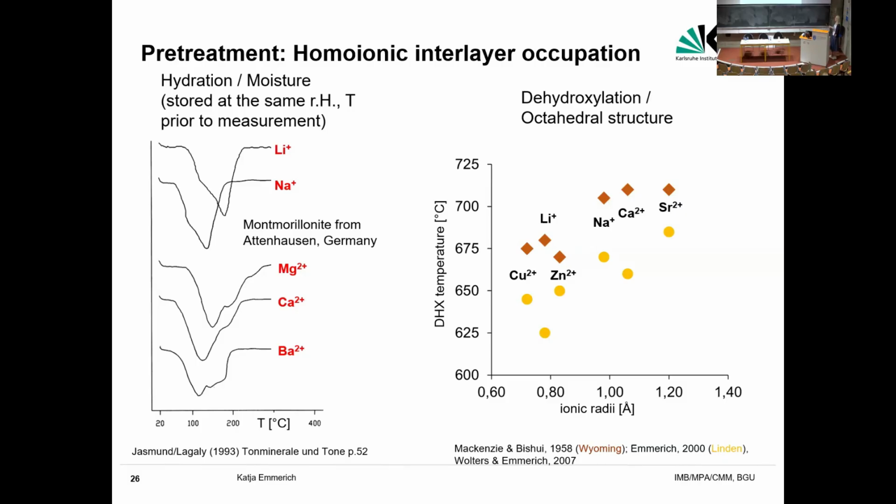And the interlayer cation also influences the dehydroxylation temperature. So if you want to study the difference in the dehydroxylation behavior of different smectites, for instance, you have to make sure that you first prepare homoionic saturated samples and use the same interlayer cation. Otherwise, if you see a shift in the peak temperature, it might not be related to the octahedral structure, it might only be related to the interlayer cation.